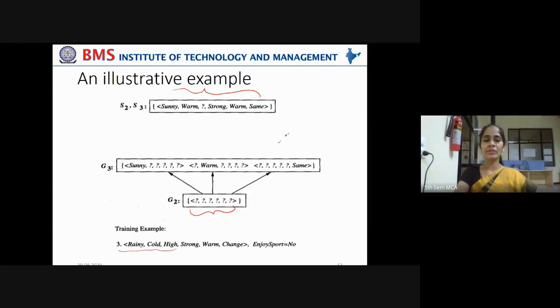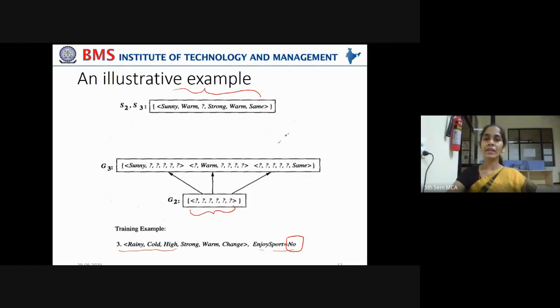See at the bottom of this figure, we have the third training example, the third day's data. Now there is a label no. When there is a label no, what will happen? The concept will not be learned by the machine, but hypotheses have to be modified, right? With the help of this, you should be able to eliminate some irrelevant hypotheses. So you have to consider it while modifying your version space.